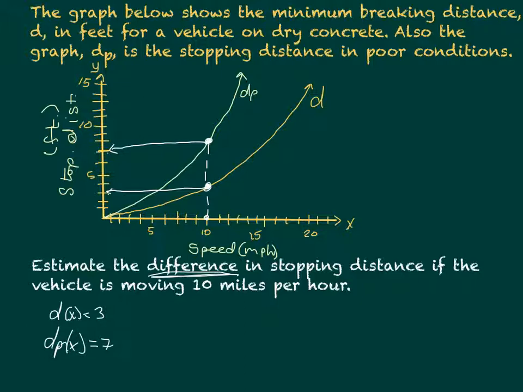And we want the difference. So we want to take our D sub P, because it takes longer, minus our distance, D, of regular concrete. And it's going to be 7 minus 3. So the difference in stopping distance would be 4 feet. Make sure you label it. We've already talked about labeling things properly, so make sure you do that as well.